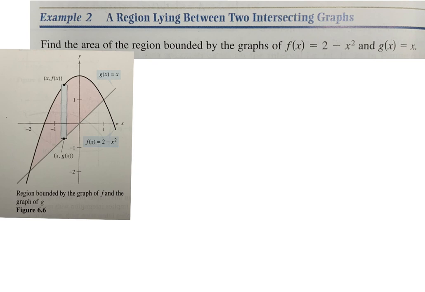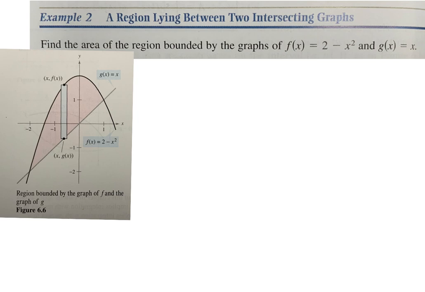Find the area of the region bounded by the graphs, and they give us these two graphs. Now, the difference is they didn't give me boundary lines. Here's the thing. When they don't give you boundary lines, you want to see where they intersect, and that will give you the points. If you look at this, we have a parabola pointing down and just a line. The intersecting points tell us our boundaries.